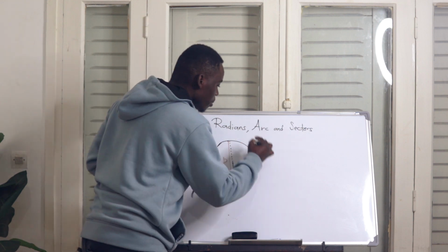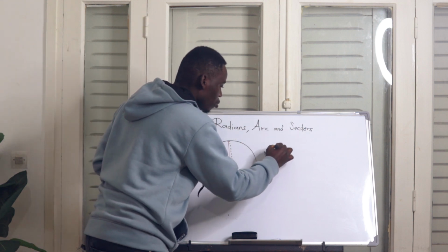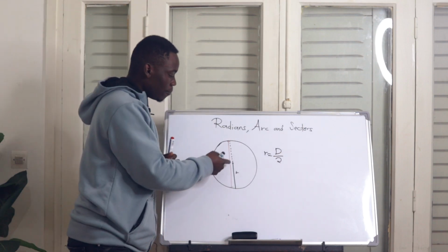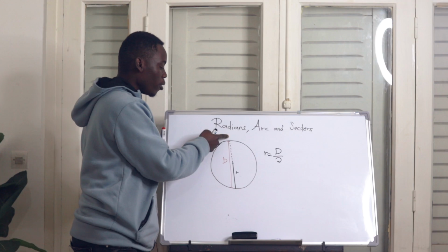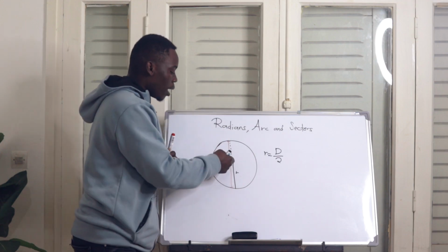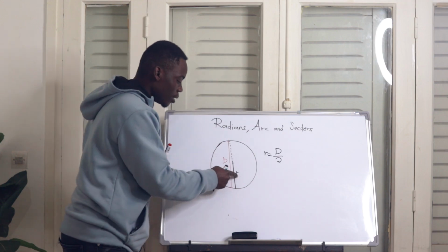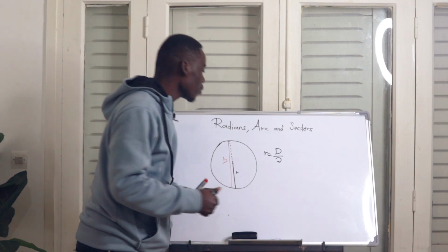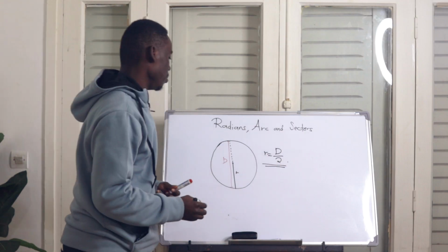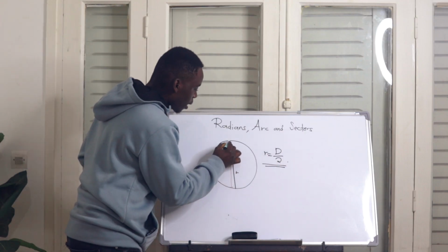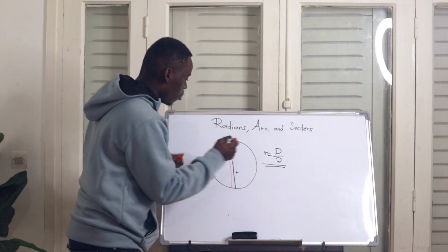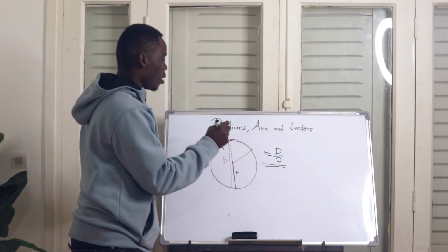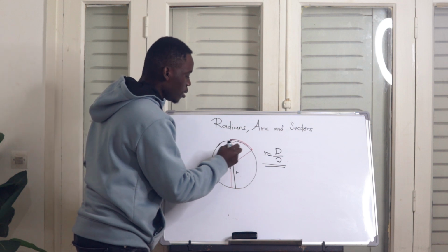Hence, this explains that the radius is equal to the diameter divided by 2. Why? Because the diameter is the distance from one point to the other point of the circle passing through the center, and the radius is half of the diameter. And this is our diameter. And then we said an arc is a part of the circle. So this is an arc, and this is our sector.